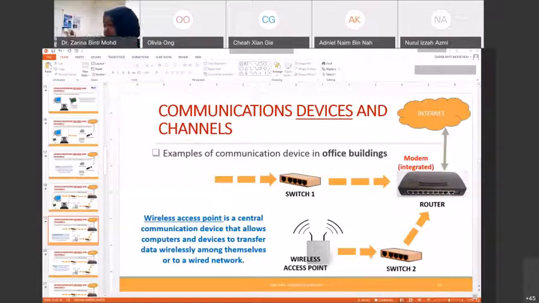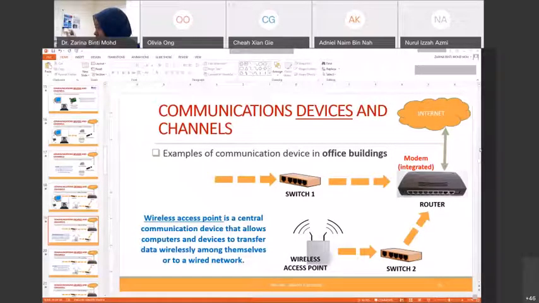Okay, so let's take a look at this one. For office buildings, let's take a look at the first one, the wireless access point. So what is a wireless access point? We have looked into this in our last class, isn't it? In the formal definition, a wireless access point is a central communication device that allows computers and devices to transfer data wirelessly among themselves or to a wired network. So this is the function of a wireless access point.